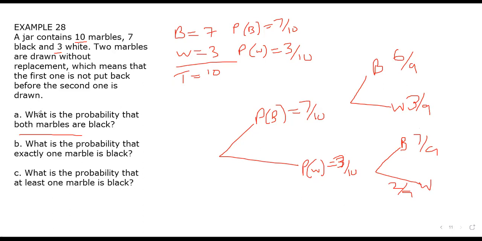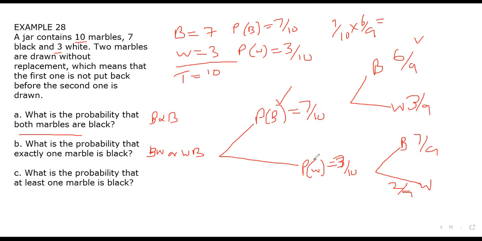Now the question is, what is the probability that both marbles are black? So we're looking at black and black. Then here, what's the probability that exactly one marble is black? So we can have black, white, or white, black. So now black and black, remember I was saying that and means multiplying. So can we multiply 7 over 10 times 6 over 9? So we're going to multiply here to get our final answer.